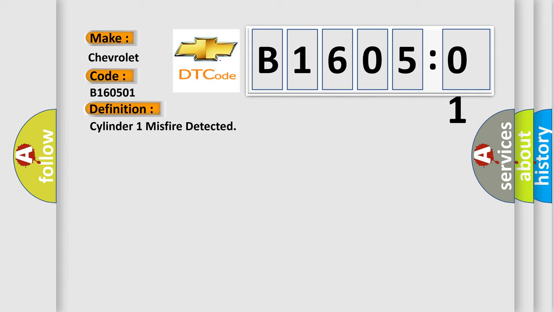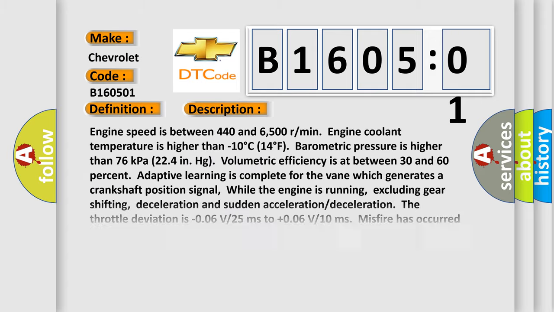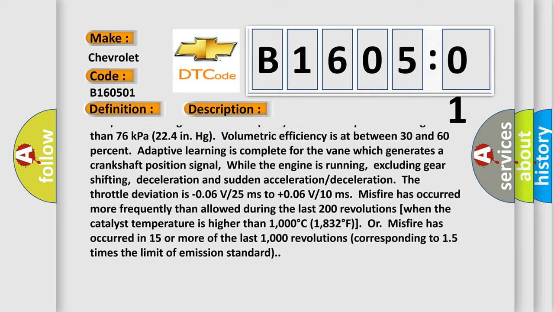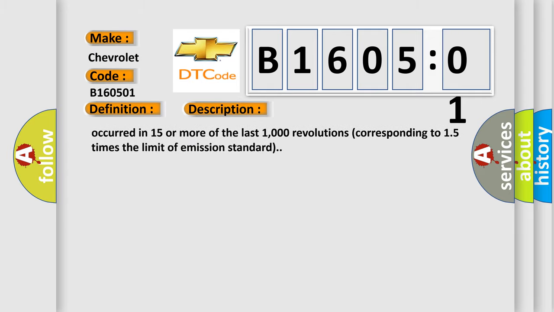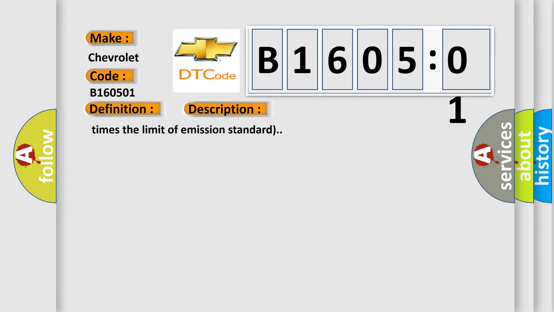Misfire has occurred more frequently than allowed during the last 200 revolutions, when the catalyst temperature is higher than 1000°C, 1832°F, or misfire has occurred in 15 or more of the last 1000 revolutions, corresponding to 15 times the limit of emission standard. This diagnostic error occurs most often in these cases: ignition system related parts failed, low compression pressure, ECM failed, PCM failed.